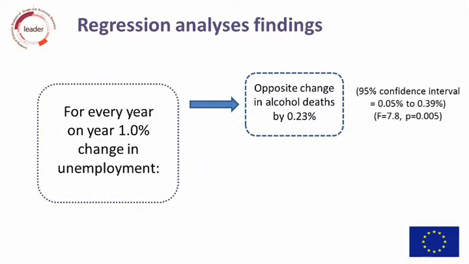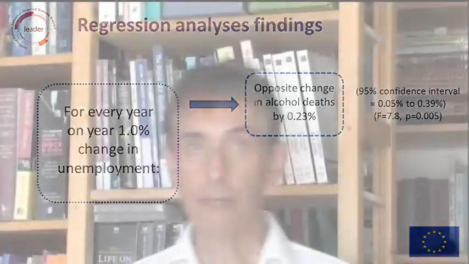What we found in the LEADER project was that for every 10% change in unemployment from one year to the next, there was an opposite change in acute deaths from alcohol, by 0.23%. Now, it's very important to understand what we mean by a 10% change in unemployment from one year to the next. We don't mean that unemployment goes from 10% to 20%. What we mean is that unemployment, for example, goes from 10% to 11%. The difference between 11 and 10, which is 1, divided by the 10, is the 10% change in unemployment.